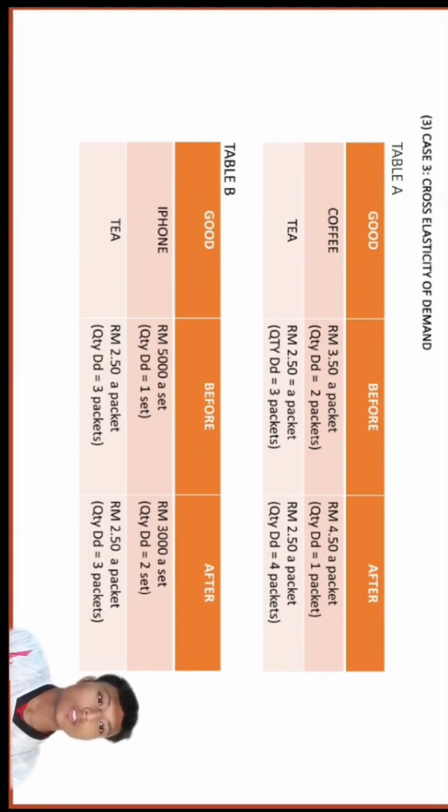I will explain my case, which is cross elasticity of demand. As you can see on the slide, we have two tables, table A and table B. Both tables have the same thing, which is good before and after. For table A, we have coffee and tea, and for table B, we have iPhone and tea.